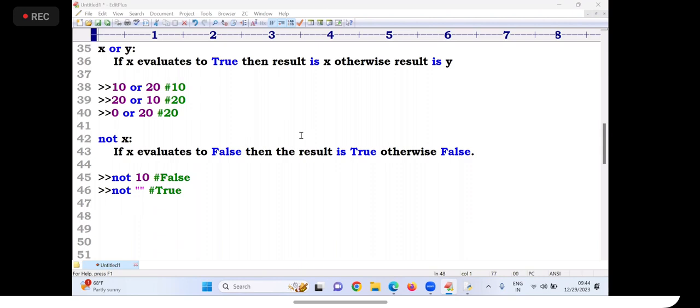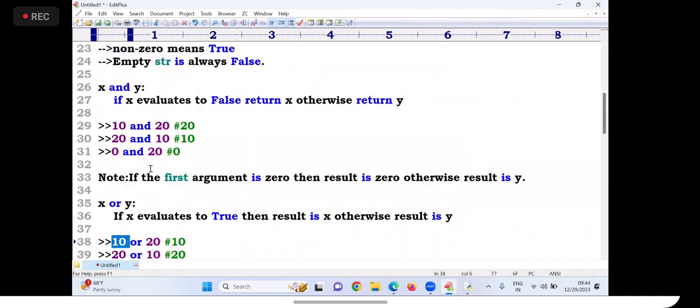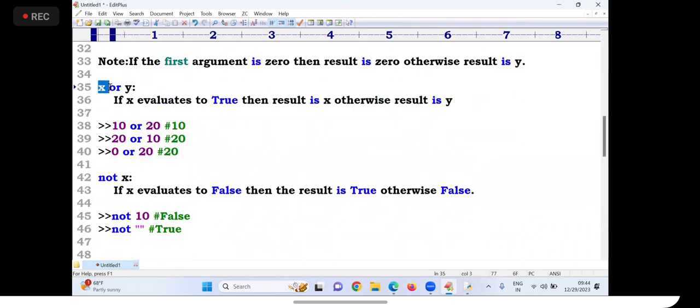Can you repeat our condition? What is there in our condition? First you have to check the first value, the X value. If it is true, then the result is X. So I'm taking 10 and 20. 10 means true or false? True, since non-zero means true. If the first value is true, then automatically what is the result? The first value. That's why I'm getting 10.